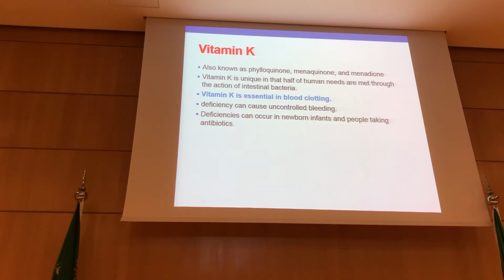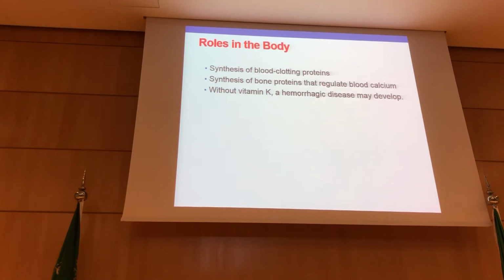That's why we may have deficiency in people taking antibiotics because they kill the normal flora. And also we have deficiency in newborn because they have a sterile intestine, right? In newborn we have a sterile intestine. That's why it is recommended for newborn to give a single dose of vitamin K. Now, it has a role, as I said, in the synthesis of blood clotting factors, and it also plays a role in regulating the protein that regulates calcium. Vitamin K deficiency will lead to hemorrhagic diseases.